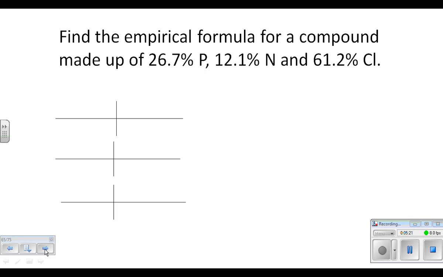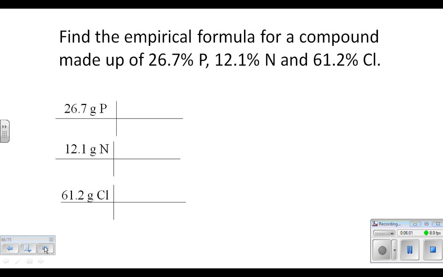Now, if I wanted to find the empirical formula for a compound made up of 26.7% phosphorus, 12.1% nitrogen, and 61.2% chlorine, my first thing to do would be take the percents and change them into mass. So percent to mass, so those percent signs would become grams. So I'd have 26.7 grams of phosphorus, 12.1 grams of nitrogen, and 61.2 grams of chlorine.